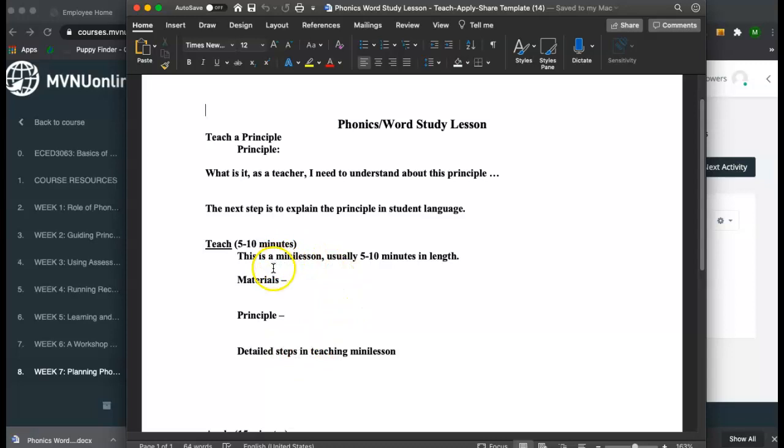Think about what materials you need. Do you need an anchor chart? Do you need a poem on chart paper? Do you need a read aloud? How are you going to demonstrate this principle for them? You're writing the principle down, and then your detailed steps.